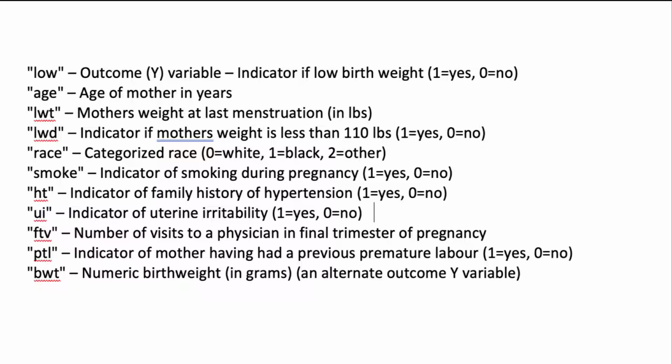FTV is the number of visits to a physician in the final trimester. PTL is an indicator if the mother has had a previous premature labor, 1 for yes, 0 for no. And finally, BWT is the birth weight of the baby in grams. So this could be an alternate Y variable that we can work with. We're not going to want to include this in any model, right? We're not going to use the baby's birth weight to try and predict if they're low birth weight, yes or no. Hopefully you can see the problems with doing that.